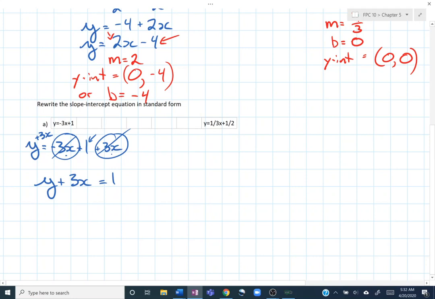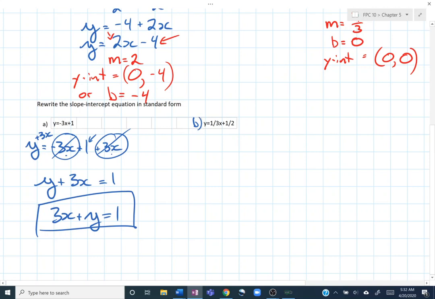So when I look at this, I have to remember my two rules. Are there any fractions? No, in this case, there's no fractions. Is the coefficient in front of x a positive or a negative number? It's not allowed to be negative. In this case, it's positive. It isn't written in order. Well, not yet, but it's really easy to write it in order. 3x plus y is equal to 1. I am done. Let's look at this second one.